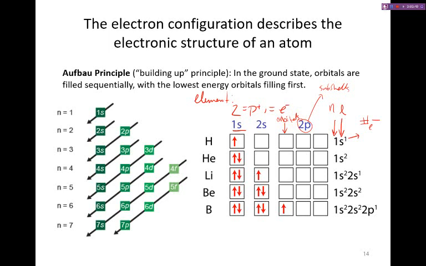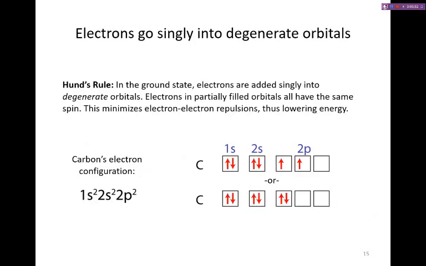So the question is, what happens when we get to carbon? We might think of two possible scenarios. One where the next electron goes into a different orbital, or one where it goes into the same orbital. To understand which of these is the best option, we need to apply what's called Hund's Rule. And it states that in the ground state, electrons are added first as single electrons into degenerate orbitals, and therefore, they partially fill the orbitals before they doubly fill them. What this does is this minimizes the repulsion between the electrons, and therefore they have lower energies.